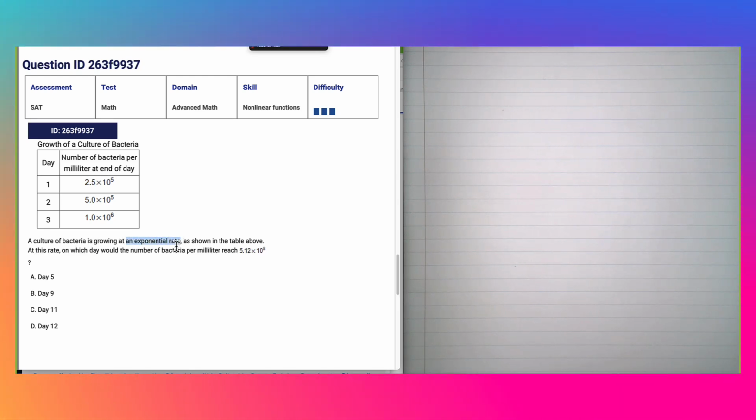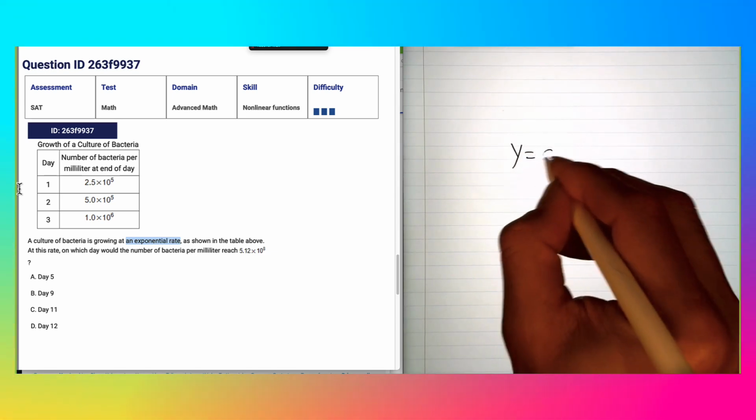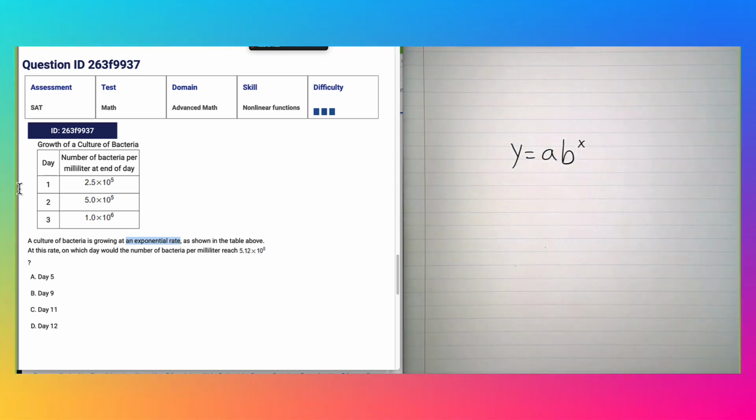So let's stop there for a moment. An exponential function in general form will look like y equals a b to the power of x. As shown in the table above, at this rate, on which day would the number of bacteria per milliliter reach 5.12 times 10 to the 8th? Okay.